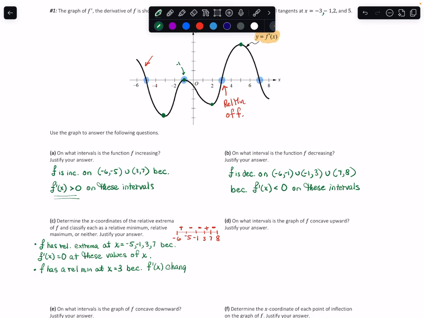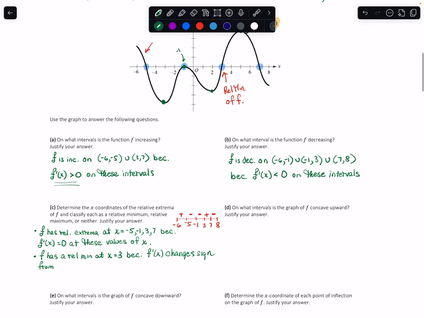How does it change sign? I have to be specific. Changes sign from negative to positive at x equals 3. There was only one relative min.